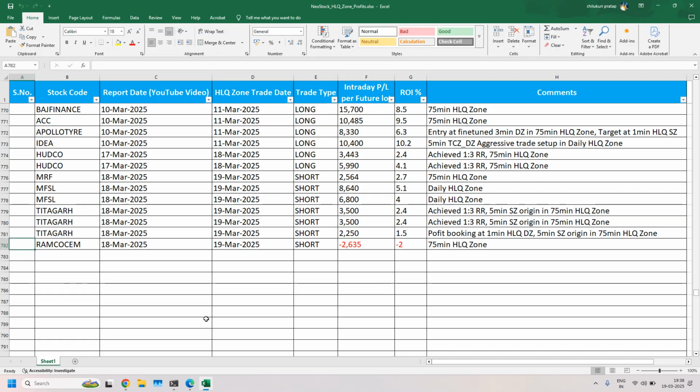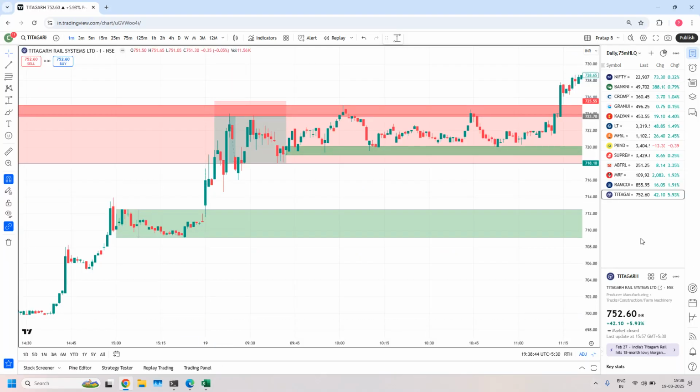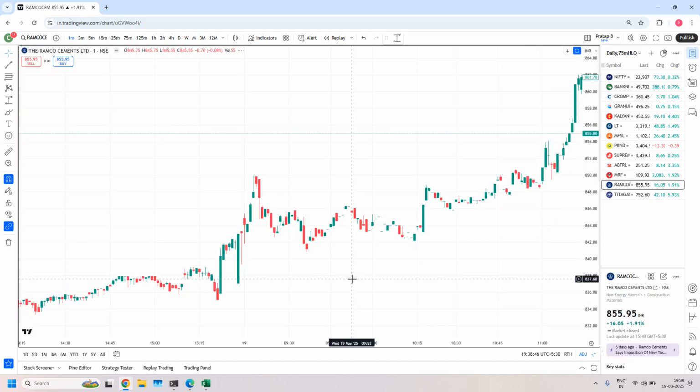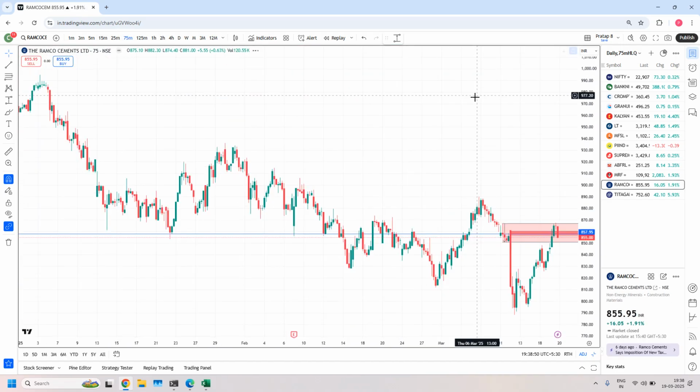And next one is Ramco Cement. This is the one stopped out today. And this is a 75 minutes high liquidity supply zone.